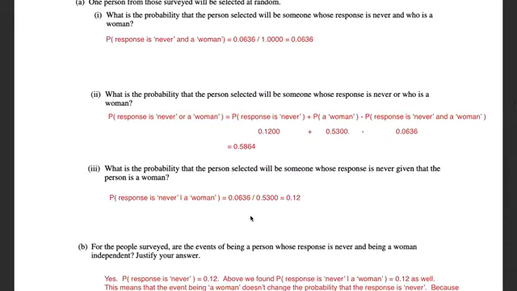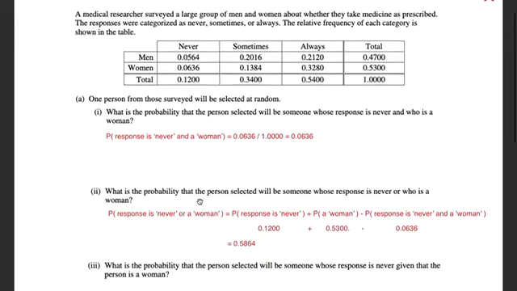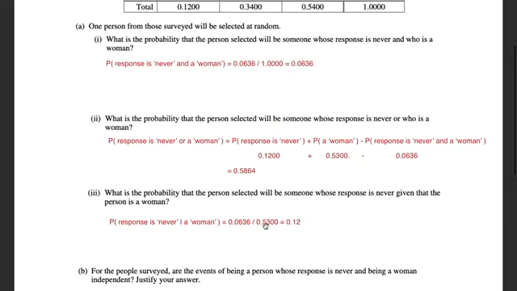So number 3 is a conditional probability. What's the probability the person selected will be someone whose response is never, given that the person is a woman? So the probability of a never response, given that the person is a woman. Okay, well that means that I'm only allowed to look at the woman row. So that means my new total is only 0.53. So that's in my denominator.